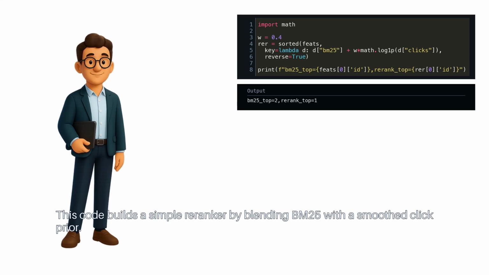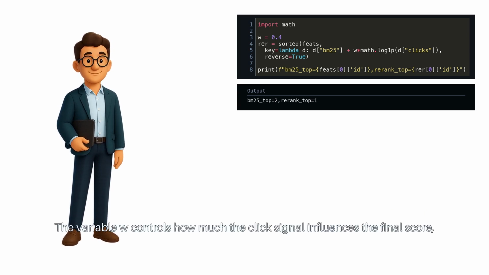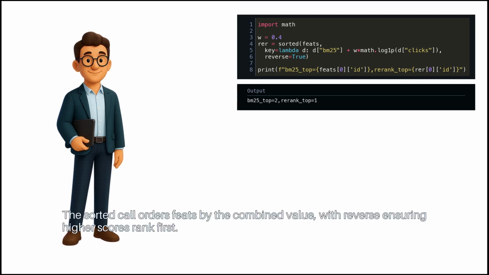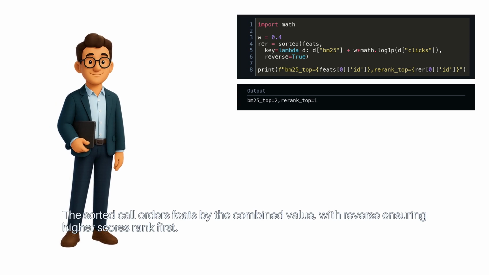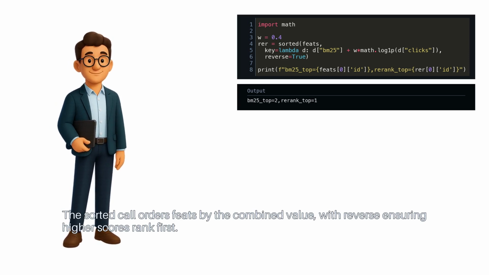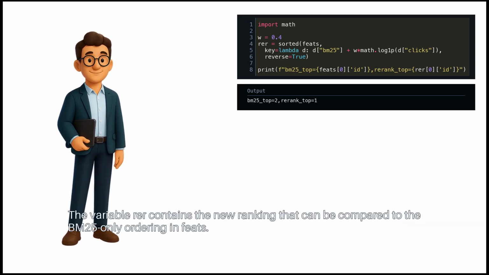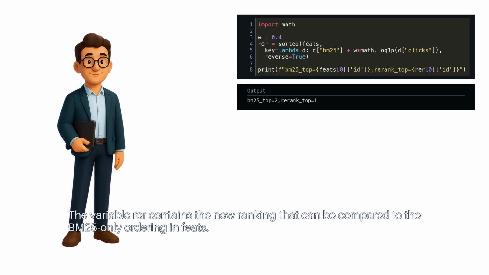Now, we'll build a tiny re-ranker that blends lexical and behavioral signals. This code builds a simple re-ranker by blending BM25 with a smoothed click prior. The variable W controls how much the click signal influences the final score, and math.log1p dampens large counts to avoid a few documents dominating. The sorted call orders feats by the combined value, with reverse ensuring higher scores rank first. The variable rare contains the new ranking that can be compared to the BM25 only ordering in feats.